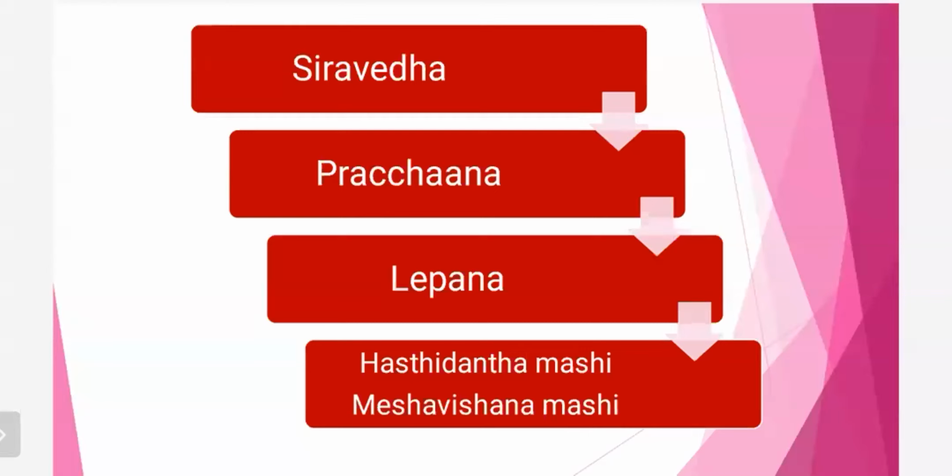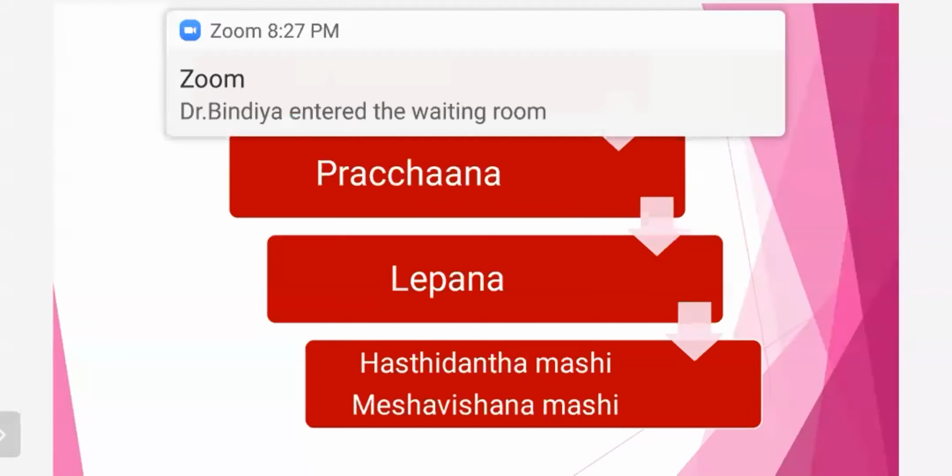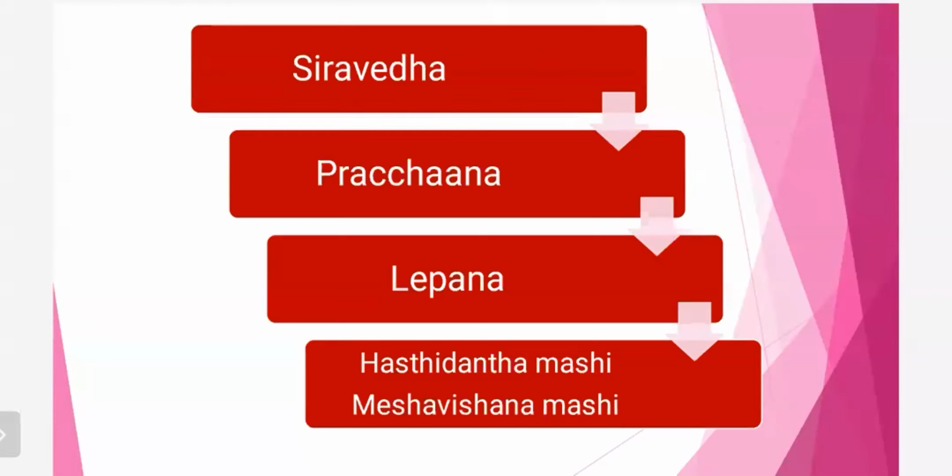But here the specific treatment is the Prachana, followed by the Ruksha Lepana. That means the treatment is the Lagali Lepana, an Upavisha, and the Tura Patra Lepana. The Ruksha Lepana is advised to stimulate the hair follicles, and when the hair starts coming out, then the Hastidanta Mashi or Mesha Vishana Mashi is indicated.